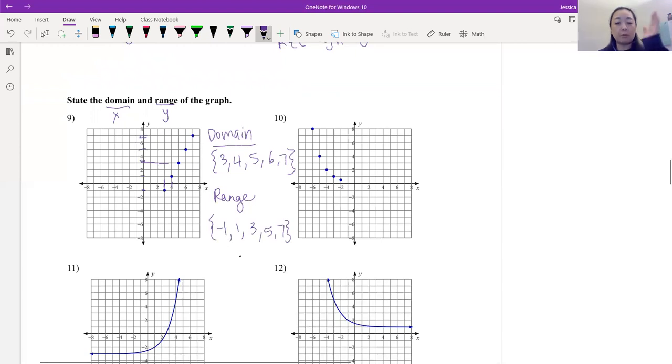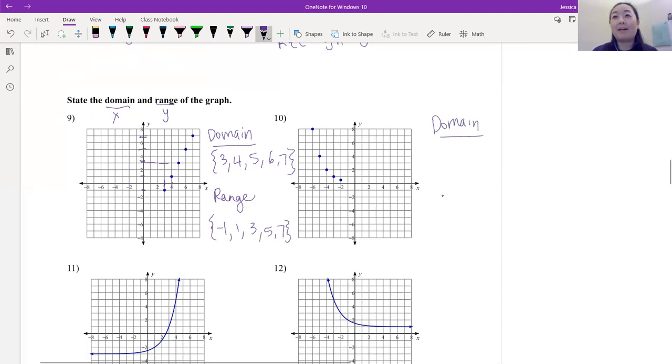Notice we're writing them from lowest to greatest, okay? So this is a throwback to Unit 1. And you're going to have to keep on remembering to do this, okay? Because it's not going to go away. This year, in Algebra 2, it's not going away. Same thing here. Pause, do number 10. Tell me what the domain and range is.